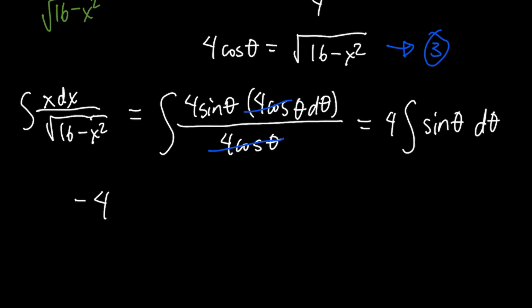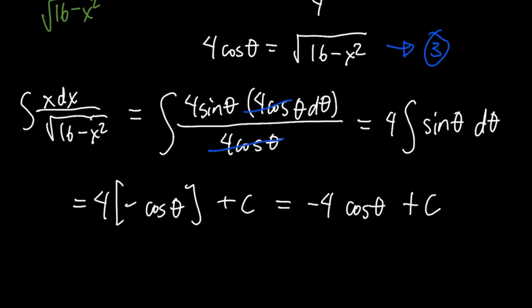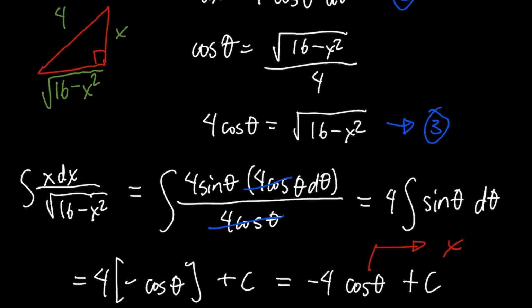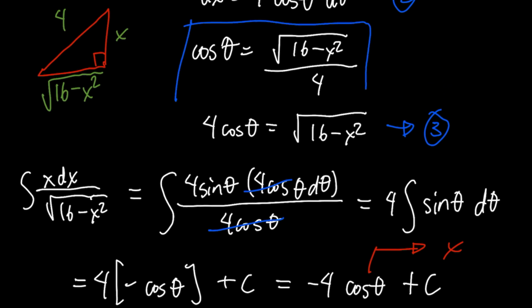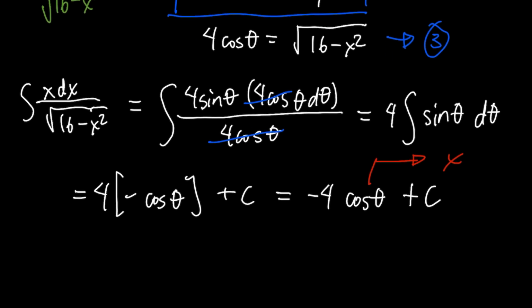So let's now integrate sine theta d theta. If we integrate sine theta d theta, that would be equal to negative cosine theta plus c. Let me just rewrite this as negative 4 cosine theta plus c. But we need to rewrite cosine in terms of x, okay? But we already have the value of cosine theta as the square root of 16 minus x squared all over 4. So let's just substitute it.